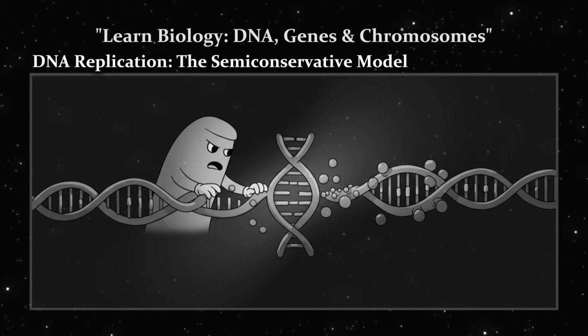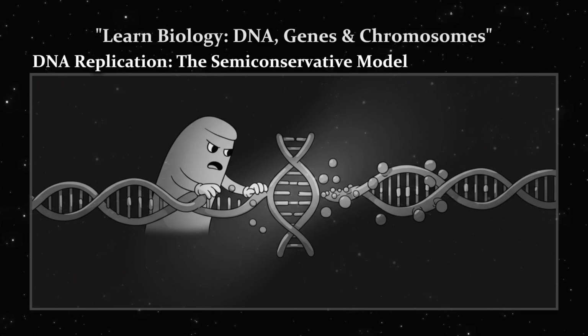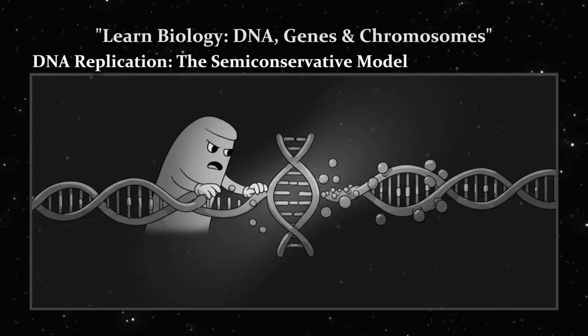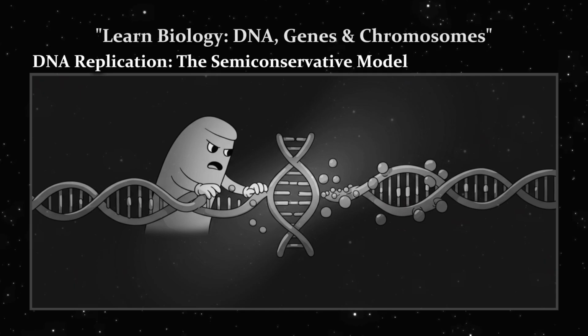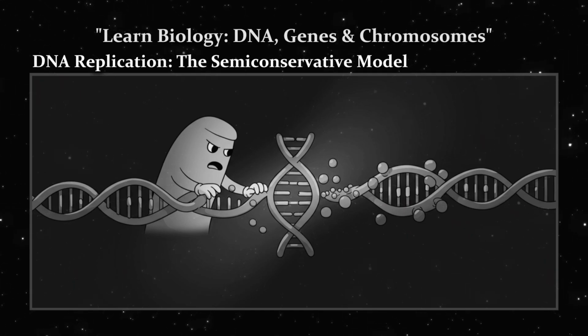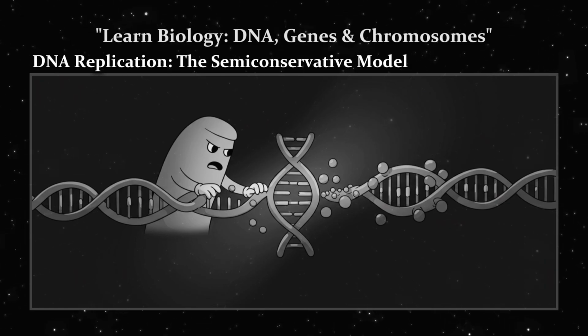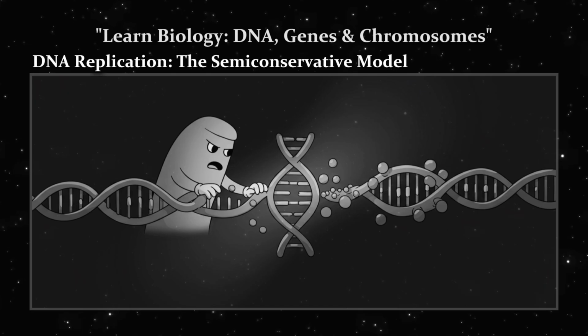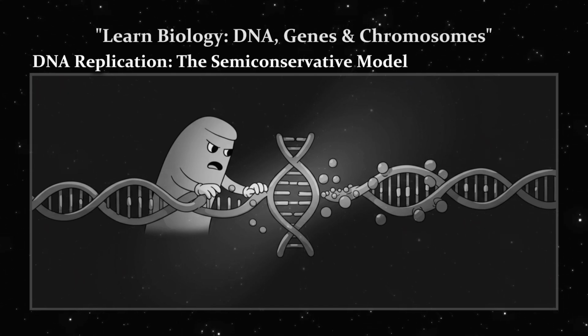The master builder enzyme is called DNA polymerase. This remarkable protein has a singular vital job. It reads the template strand, one base at a time. As it reads, it grabs free-floating nucleotides from the rich soup inside the nucleus. And, following the non-negotiable base pairing rule, it adds the one, and only, correct complementary partner.